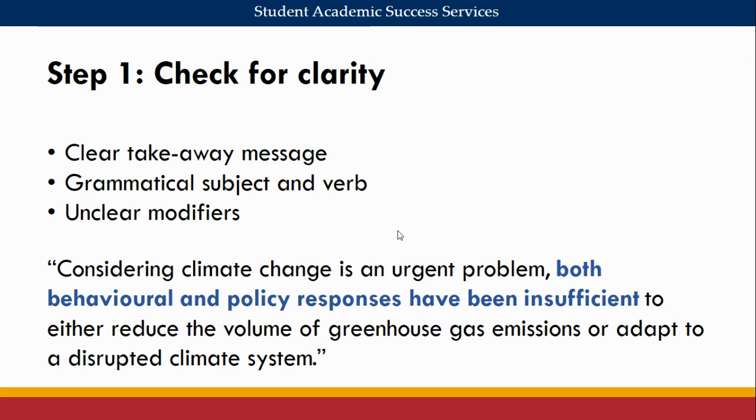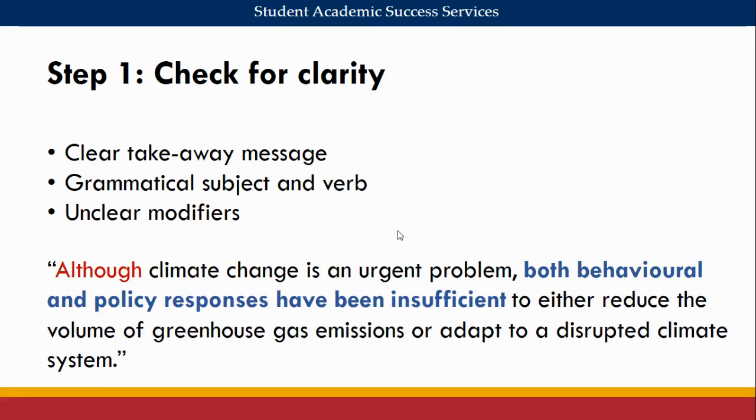To fix this, we can think about how we want to connect these 2 ideas and then use a word that's more appropriate. I've chosen to replace considering with although to set up a contrast between the idea in the first part of the sentence with the main idea that appears in the second part of the sentence. Now, let's reread the sentence as a whole.